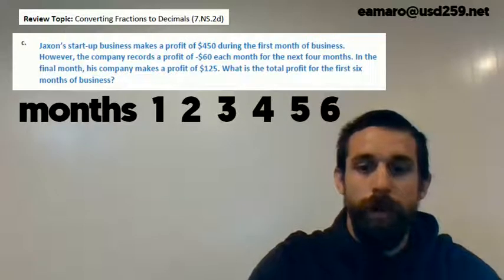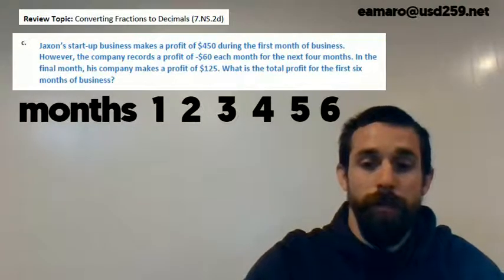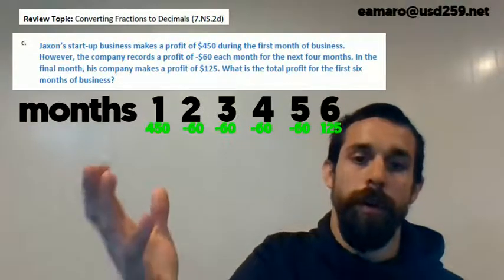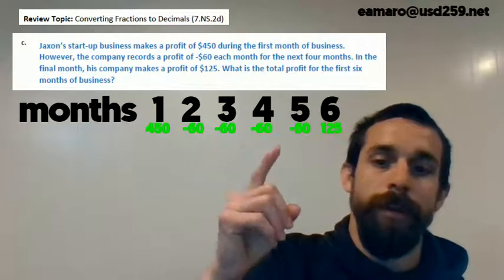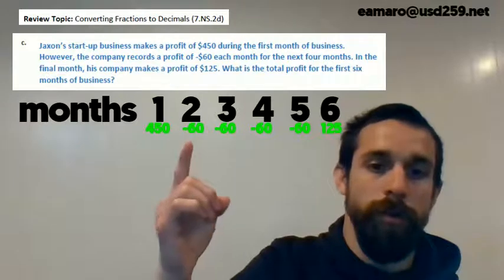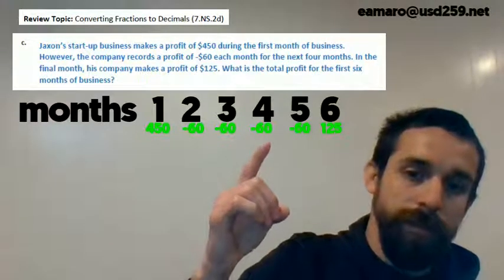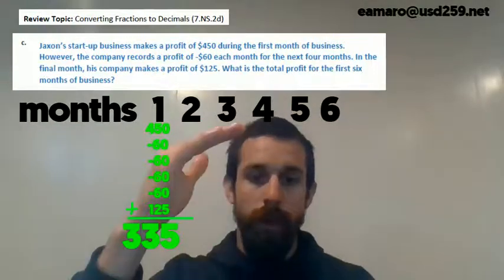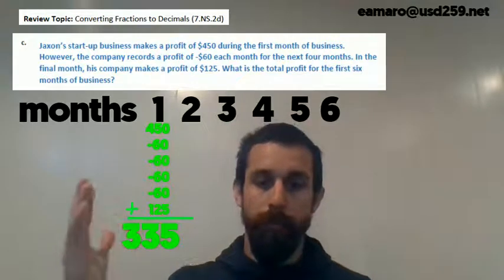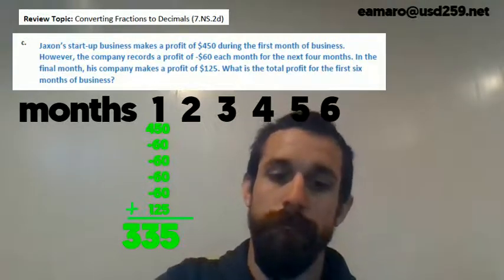Okay. So I'm just going to make a basic chart for the first 6 months: 1, 2, 3, 4, 5, 6. And I'm going to write down how much he made in each month. All right, so I reread the story problem and I put in how much money he made for each month. Now, all I have to do is add. So 450 plus negative 60 plus negative 60 plus negative 60 plus negative 60 plus 125. Once you have them lined up, you add them together. 335 is how much profit he made in the first 6 months of business.